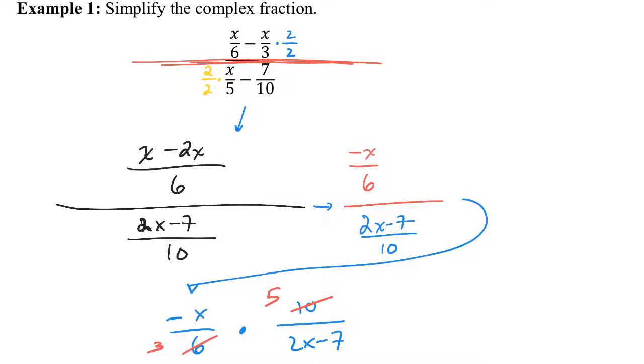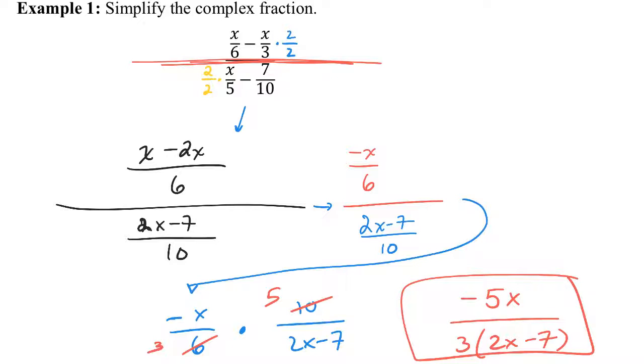So my final answer will be negative 5x over 3 times the quantity 2x minus 7. Okay. Do I have to distribute the 3? No. Could I? Sure. Do I care? No. It makes no difference. It's like telling me your answer is 5 or 10 over 2. Okay, it makes no difference really.